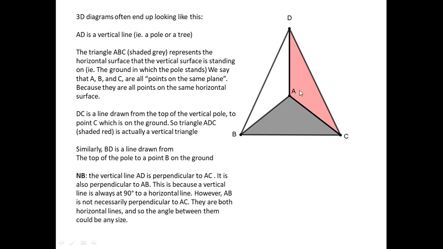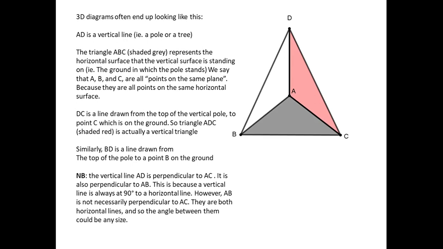So what we have here is the corner. Imagine if you were looking at the corner of your room where the floor and the 2 walls meet. Something like that. Something you should note is that a vertical line is always at right angles to a horizontal surface. So this angle here, angle DAC, is a right angle. Likewise, angle DAB is also a right angle. But this angle here, the horizontal flat angle, BAC, can be any size. It doesn't have to be a right angle.